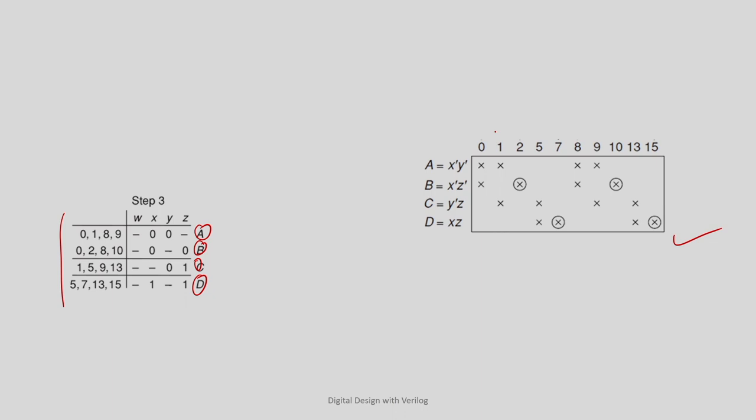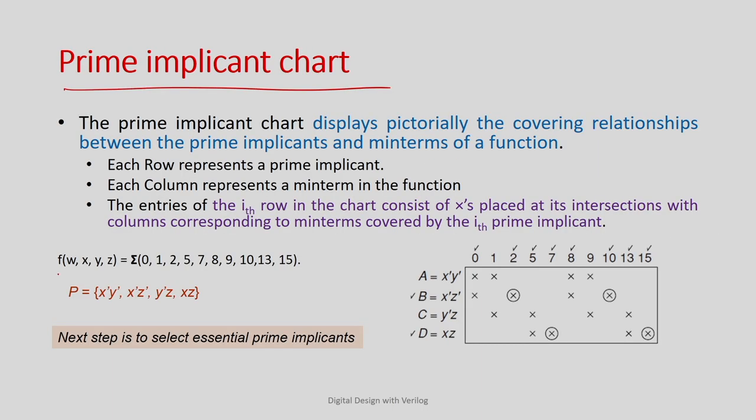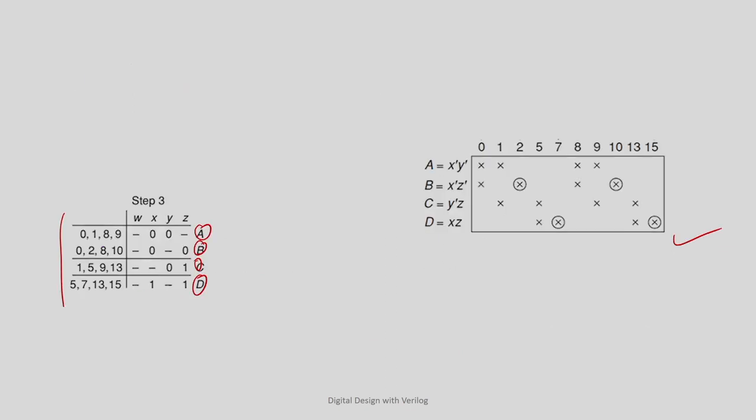If you remember, the function that I have taken was this one, which is 0, 1, 2, 5, 7, 8, 9, 10, 13, 15. Those I will put as columns 0, 1, 2, 5 and so on. And all the prime implicants that I have obtained, I will put in rows. I got A, B, C, D, 4 prime implicants, and I will put them into the rows. And what is our objective now? These 4 prime implicants should cover all my min terms.